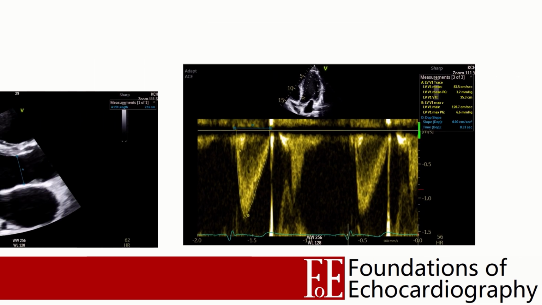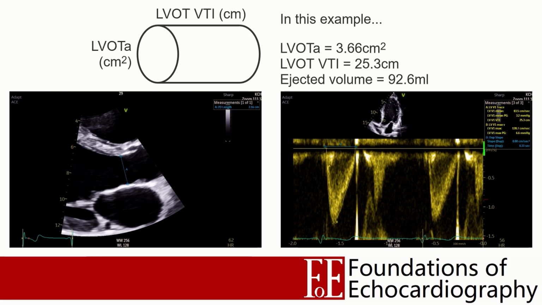If we wish to estimate the ejected volume, we can multiply the LVOT area by the VTI. It is normal for stroke volumes to vary beat to beat, in part due to changes in intrathoracic pressure during the respiratory cycle, as well as due to variation in cardiac cycle length. In certain disease states, these normal variations can become exaggerated.